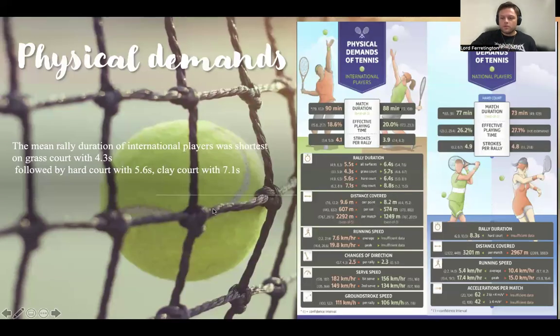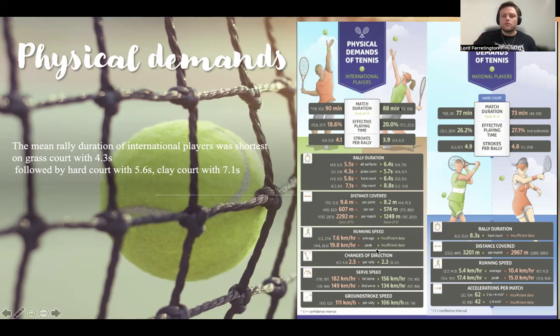Now, when it comes to the physical demands of tennis players, depending on what type of court you play, that will have a factor in total distance and mean rally duration. Just to begin, mean rally duration for international players is shortest on grass courts with 4.3 seconds, followed by hard court, which is 5.6, and clay court at 7.1.